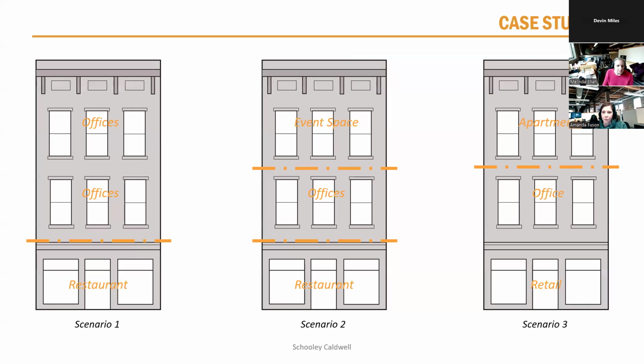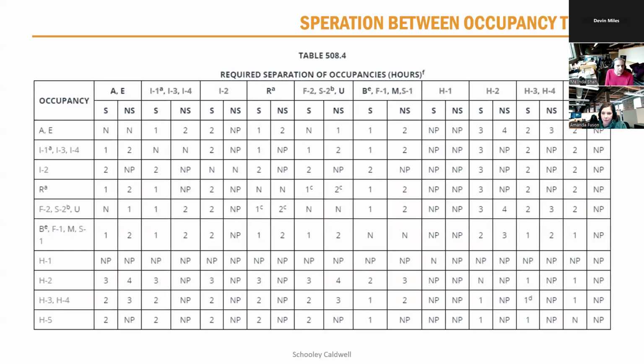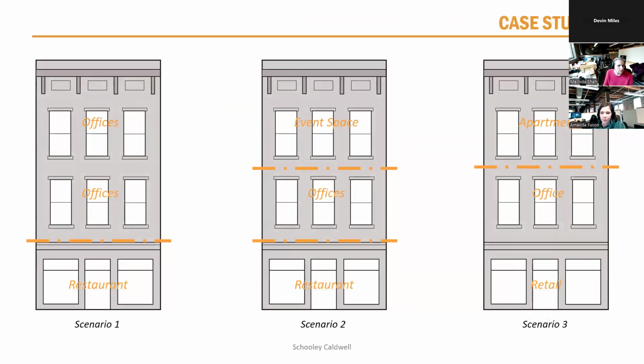So back to our case study building. So looking at our building, one scenario, we have a restaurant with offices above. Next option, we have a restaurant with offices and then an event space. And scenario 3, it is retail with offices and apartments. And looking at all these different uses, where do you need to add separation, which is what Amanda started talking about earlier.